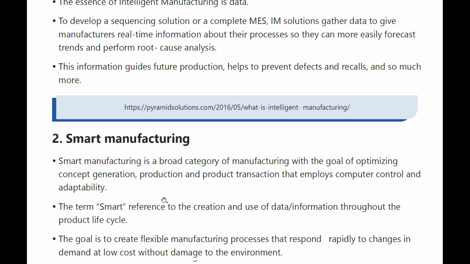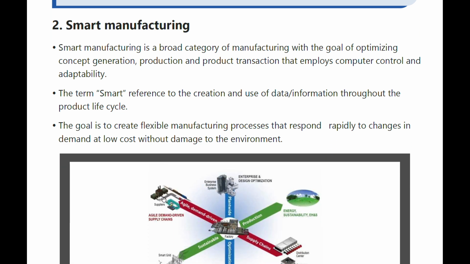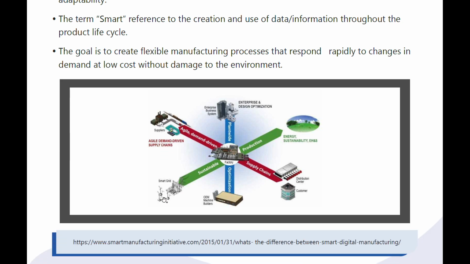So the other part is smart manufacturing. Why do we want to talk about smart manufacturing? It's because smart manufacturing is also a broad base of manufacturing with the goal of optimization, concept generalization, production, and product transaction involving computer control and adaptation. So it refers to the creation of data throughout the product lifecycle. The goal is to create a flexible manufacturing process that responds rapidly to changes in a low-cost environment.